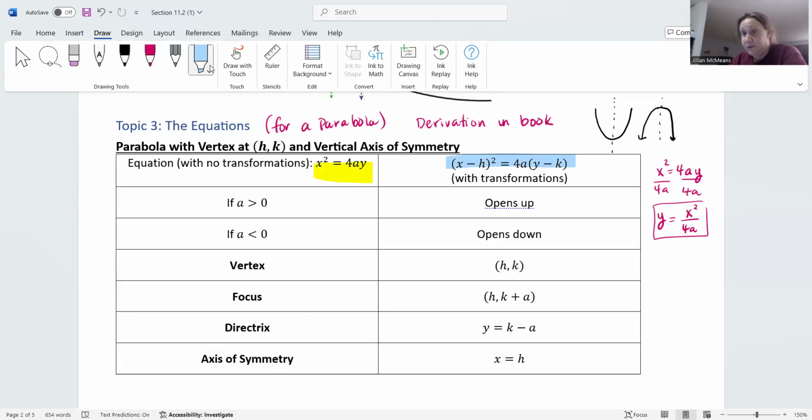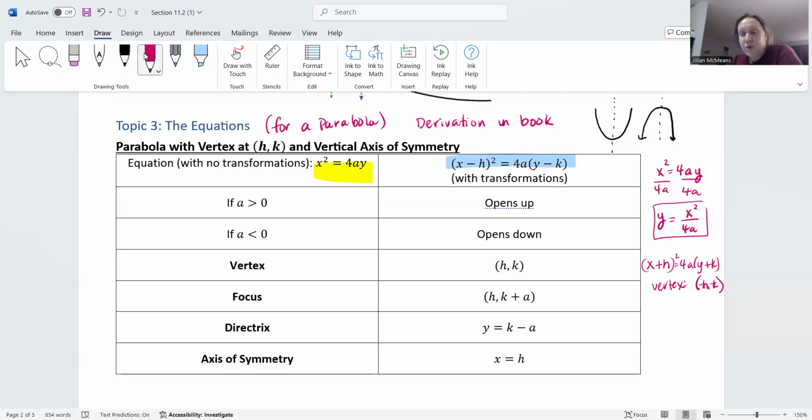Be very, very careful with your signs. Remember that if we were to have (x plus h) squared equals 4 times a times (y plus k), that would tell me that my vertex is negative h, negative k. So remember, it's always what you're subtracting from x or what you're subtracting from y. So be mindful of your signs, okay?